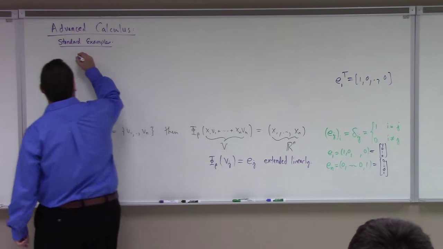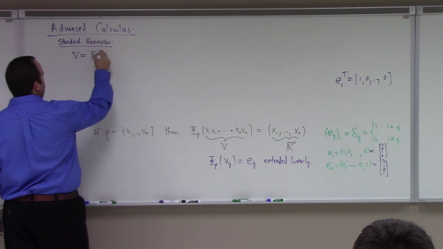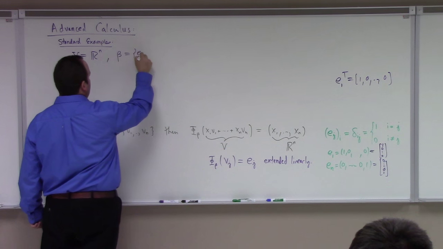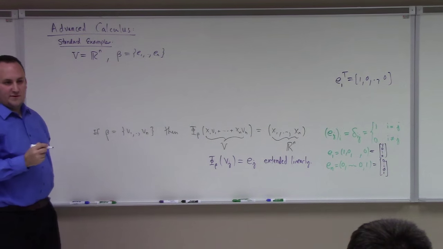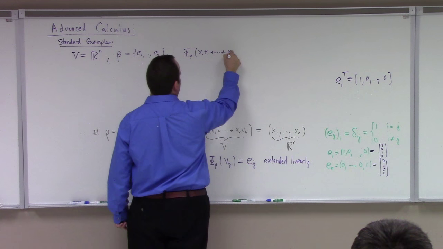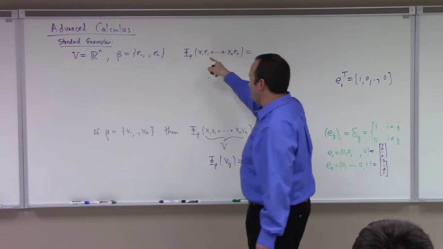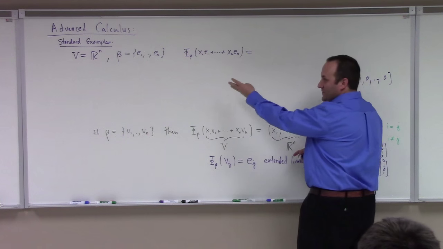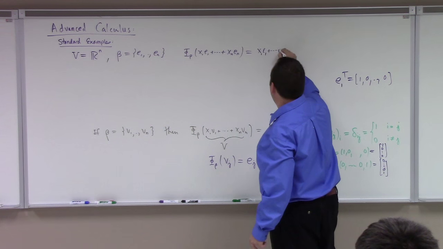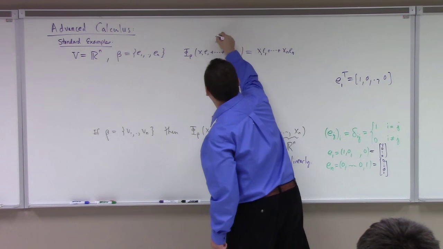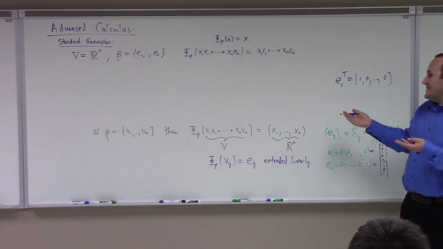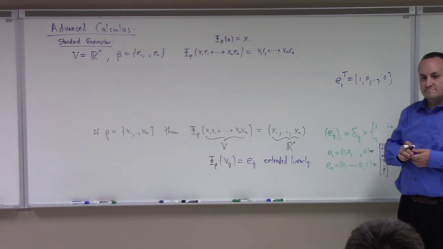But standard examples. Of course, you've got V equals R^n. That's a vector space, right? And what's the basis for that? The standard basis is E1 through En. So what does the coordinate map look like here? If you made x1 E1 and so on, I'm ashamed to even write this. I'm wasting your time. But remember, the point is v_j is equal to e_j. I really probably should have just written phi_beta of x is equal to x. In other words, with respect to the standard basis on R^n, the coordinate map is just the identity map.